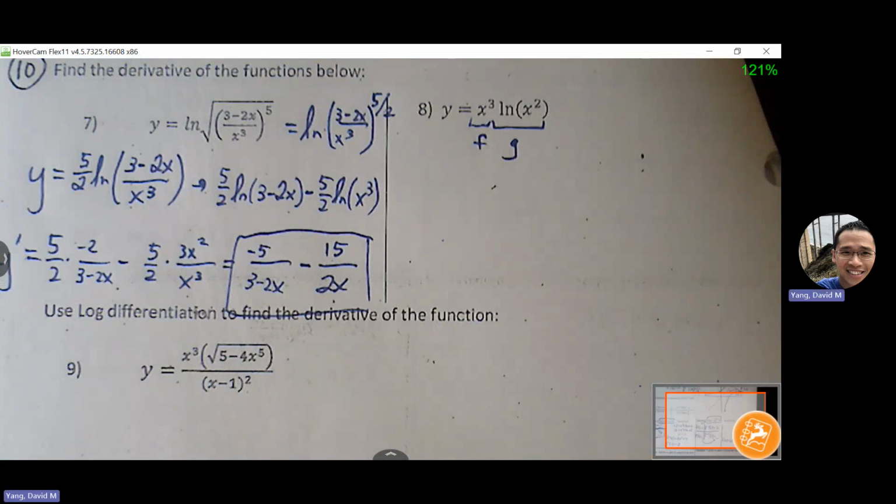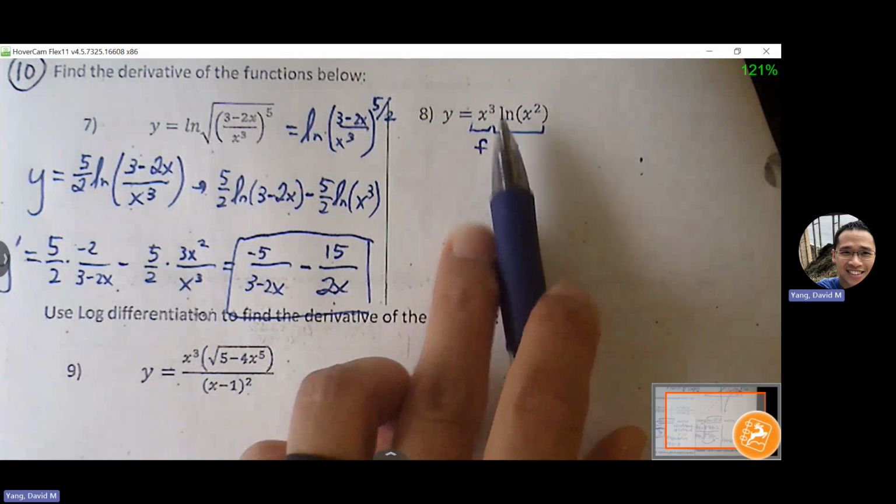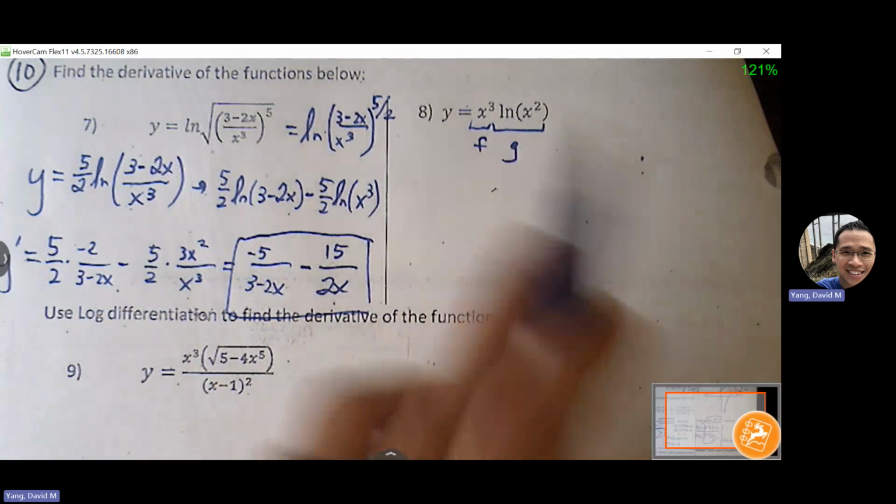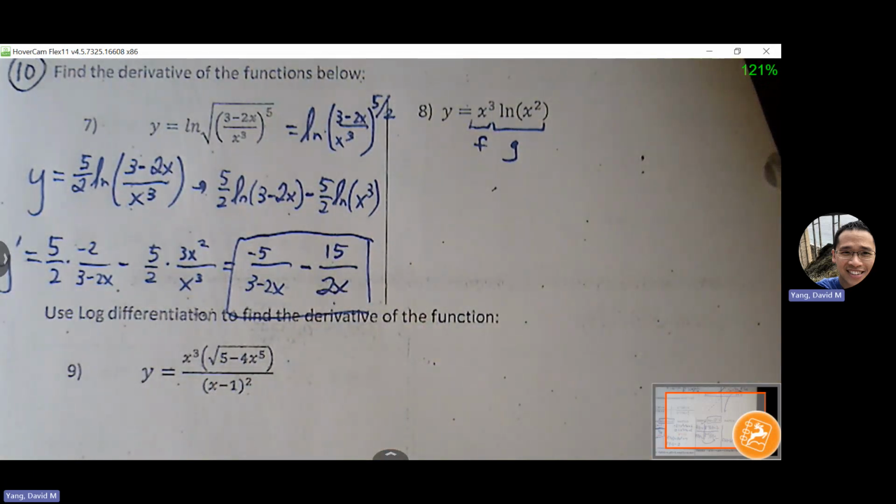Why is the log sign with the g? I'm sorry? Why is the log sign within the g? The natural log? Because natural log is not a standalone. It's always natural log of something else. So there's always something inside the natural log. It's like tangent, right? Tangent of x, they're not separate. So natural log of x squared is one function, x cubed is another function.